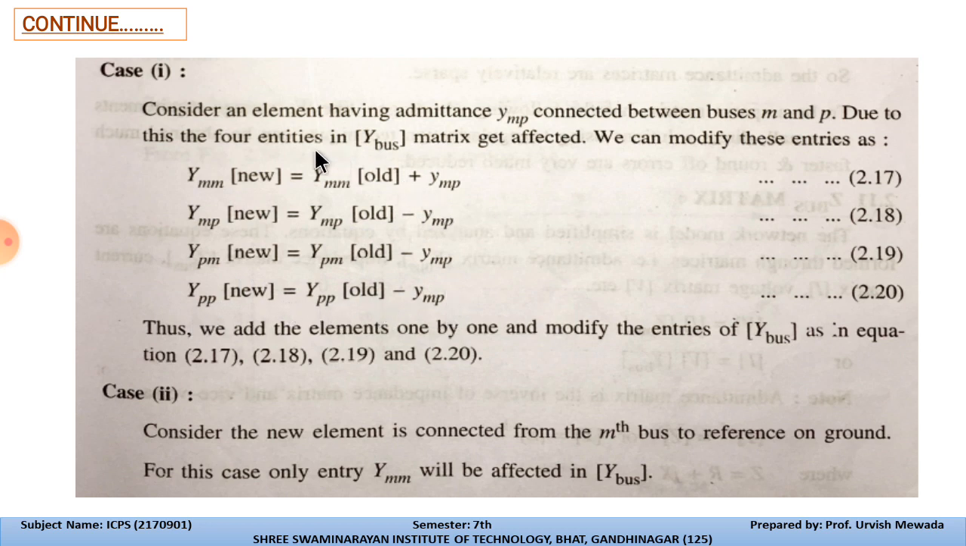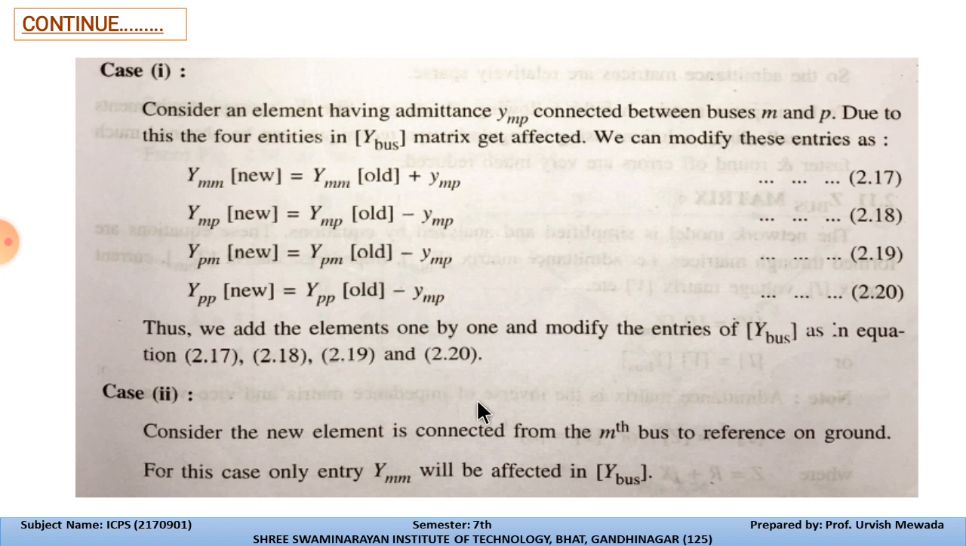So these are the formulas from which we can determine the admittance matrix. Thus we add the elements one by one and modify the entries of Y bus, and these are the equations which show how the new bus admittance matrix can be formed from the given network.